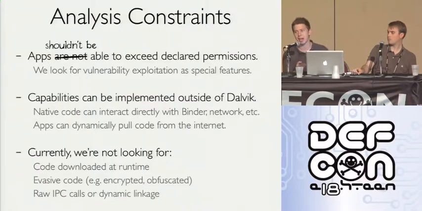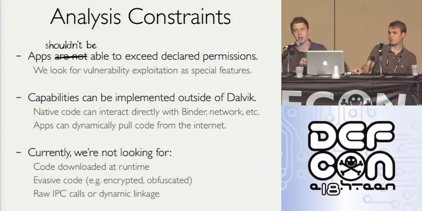And of course, in static analysis, we're not going to be looking at that. But I think it's important that everyone understands what we're looking at here. Specifically, we're not looking at code downloaded at runtime. We're not looking at encrypted code. So, for example, if there's a polymorphic engine or something like that, the current static analysis that we're doing doesn't look at that. And we're also not looking at dynamic linkage.